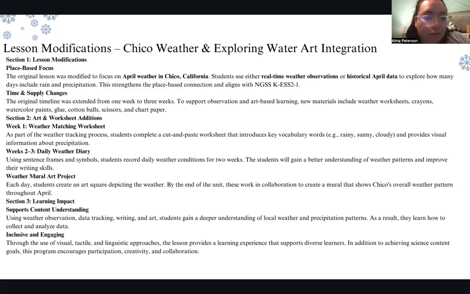As part of the weather tracking process, students will complete and cut and paste the worksheet that introduces the key vocabulary: rainy, sunny, cloudy, and provide visual information about participation. And then for week 2, they will use the weather diary. Later on, you're going to see what the daily weather diary is. And then lastly, they're going to do the mural.